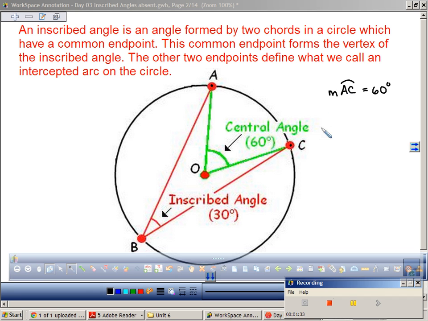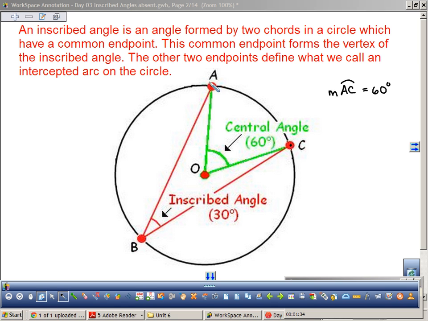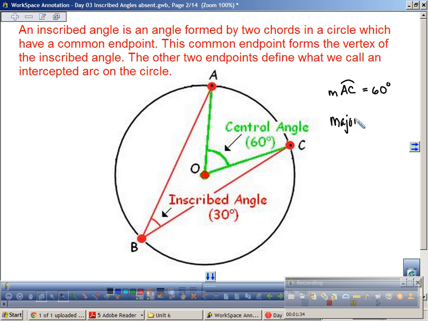We also talked yesterday about minor arcs and major arcs. So this would be a minor arc, it's less than 180 degrees, and the major arc of this particular angle would be A, B, C, written like this, and the measure of the minor arc plus the measure of the major arc together are going to equal 360 degrees. And that's basically enough information to do that worksheet from yesterday.